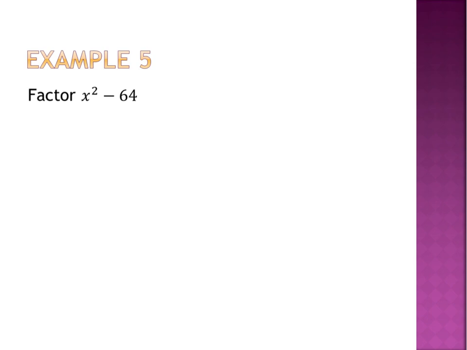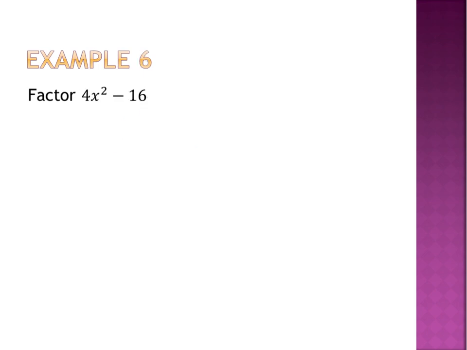Looking at example 5. Again, I see that I have an x squared minus 64, so I've only got 2 terms. I'm going to double check that these 2 terms are indeed perfect squares. And because they are, then I know that this is going to be x plus 8 times x minus 8, and now I am done.